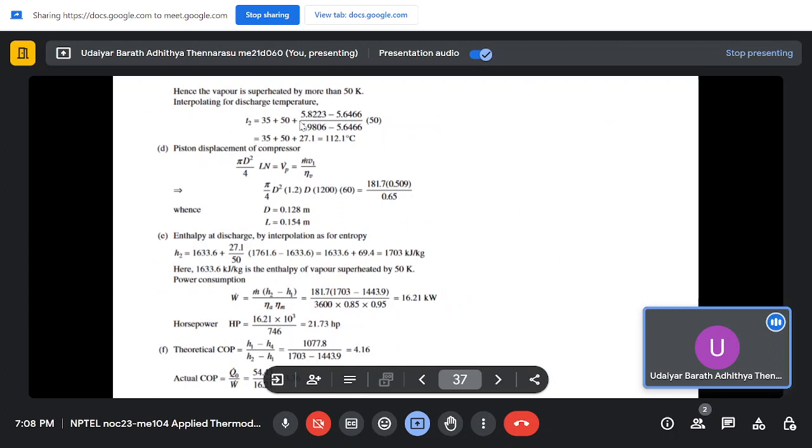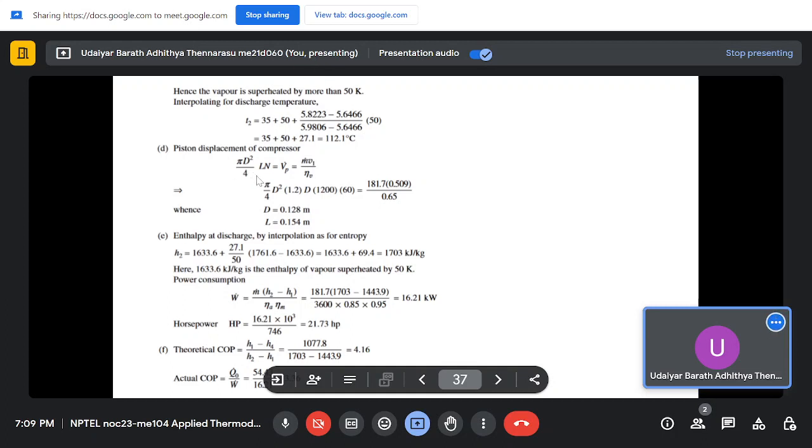So using interpolation we can find out the temperature is 112.1 degrees Celsius, or 77.1 degree superheat. So that is the temperature of the compressor exit. Now the next part of the question is to find out the piston displacement of the compressor.